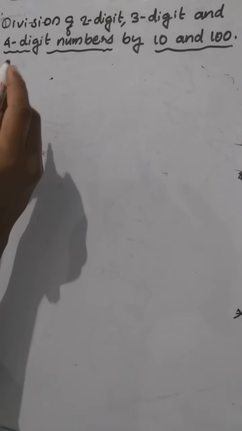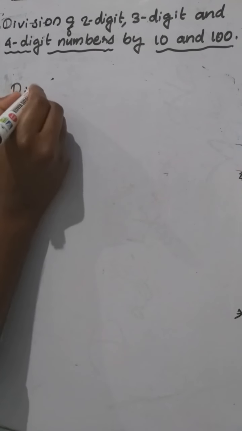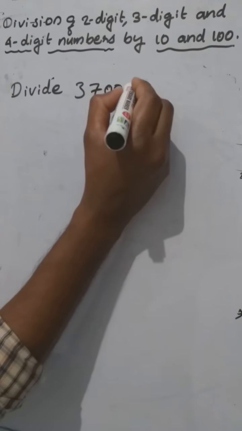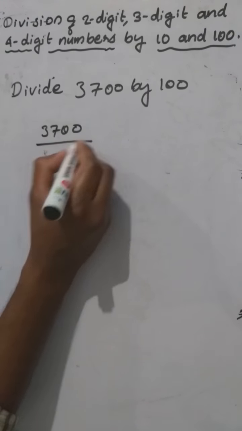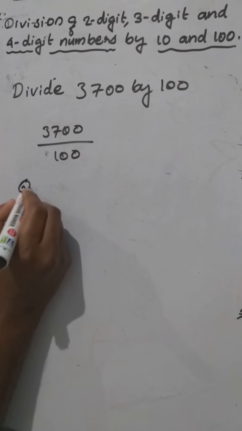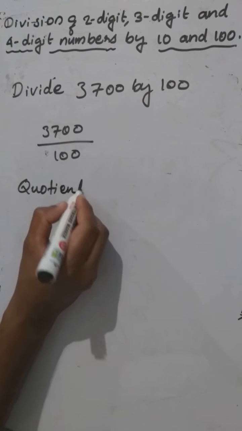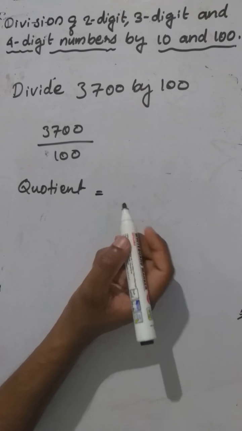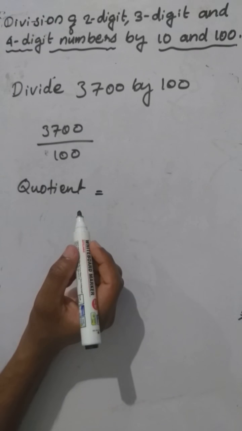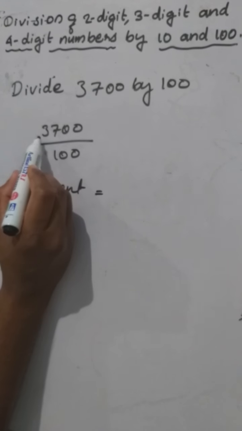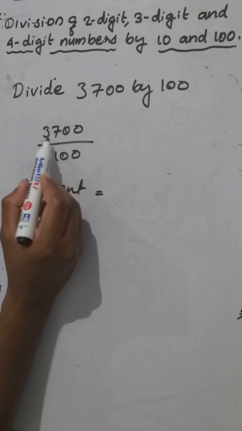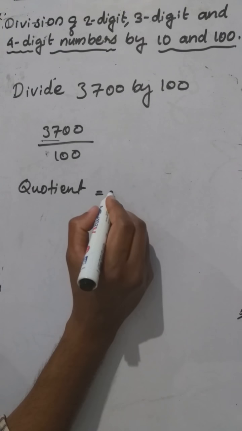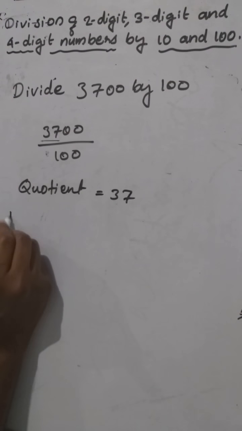Let's do one more example. Divide 3700 by 100. Here the quotient will be the number formed by the first 2 digits, that is the thousands place digit and hundreds place digit. The number formed by the thousands place digit and hundreds place digit is the quotient here. It is 37.